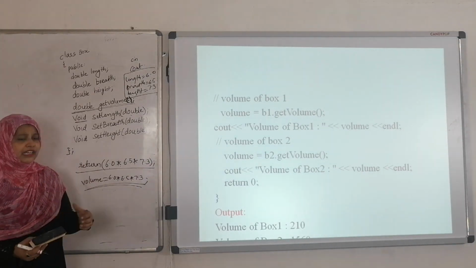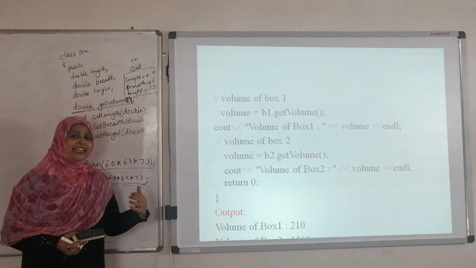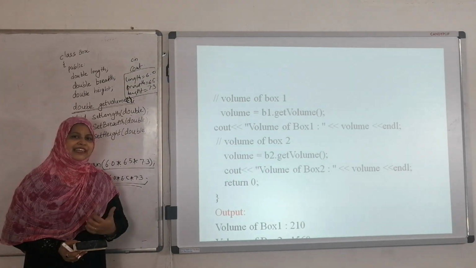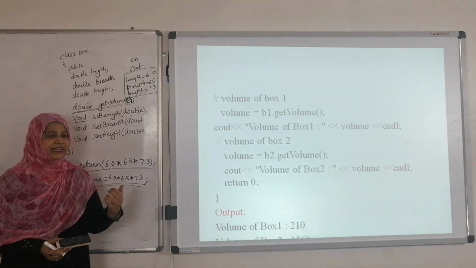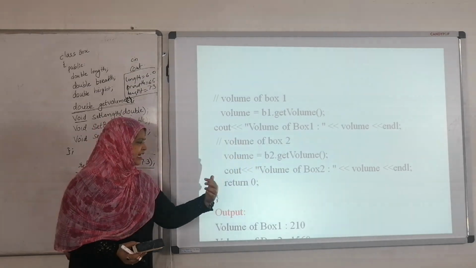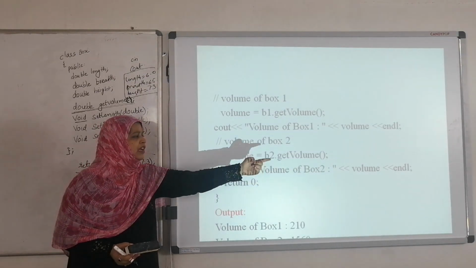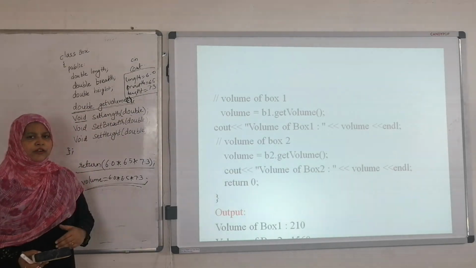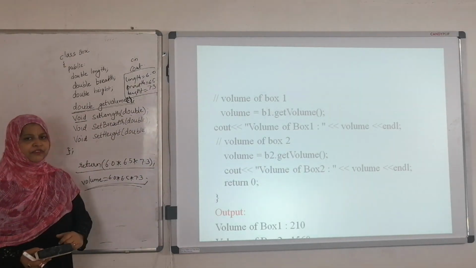Now in this example, we are creating one more object, that is B2. By using B2, we are passing the length, breadth and height of the box, then we find the volume with B2 dot get volume of box 2, and we print the volume of box 2. If I use the B3 object, the same procedure is performed.